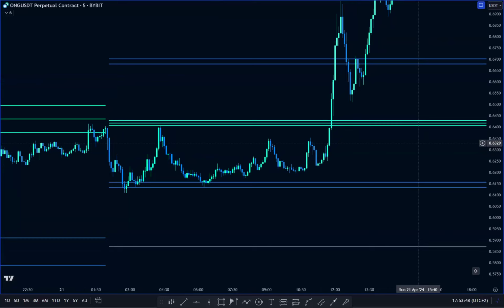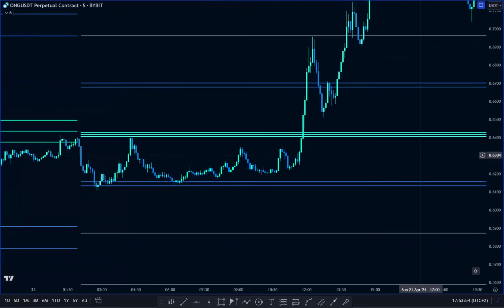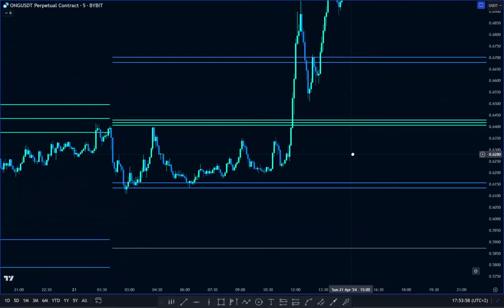If it's above the weekly, you're looking for longs. If it's below, you're looking for shorts. And then you're just trading those tokens on the daily pivot every single day. It really will reduce confusion so much for you.